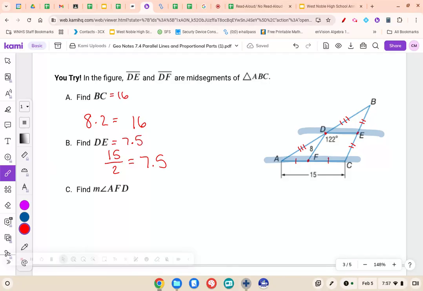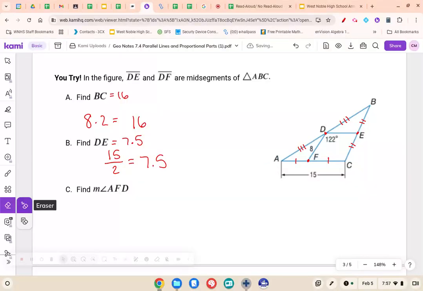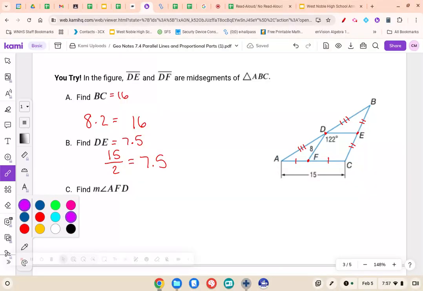And then, very similar to the other one, we are trying to find angle AFD. That's this angle right here. I have two parallel lines. I have this transversal. These two angles are congruent by alternate interior angles theorem. All right, well, let's continue on.